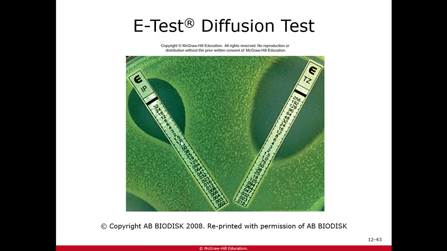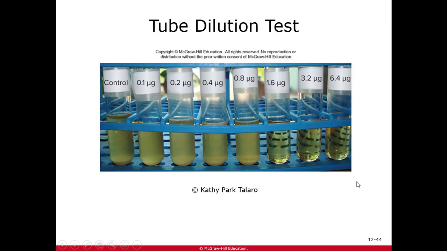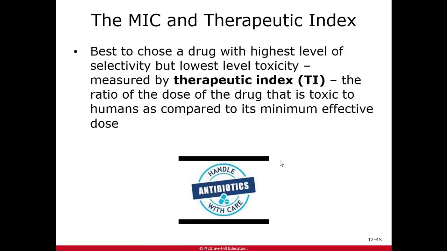Another is a tube dilution test. Again, looking at different dosage. We've added different amounts of antibiotic. And we want to know, anywhere it's clear, no bacteria are growing. Anywhere it's cloudy or turbid, bacteria are growing. So what is the dosage? And we know it's going to be right in here. What's the lowest amount we can give that will stop bacteria from growing? Now, it's called the minimal inhibitory concentration, the MIC. It's just the smallest amount we can give that's going to inhibit microbial growth.